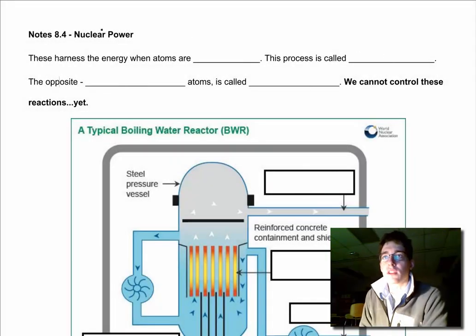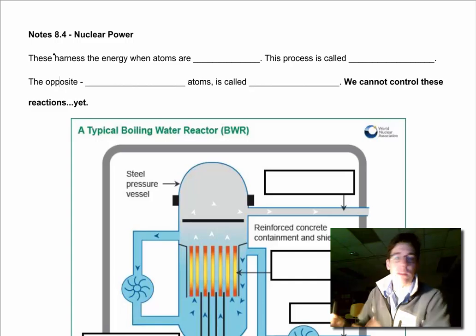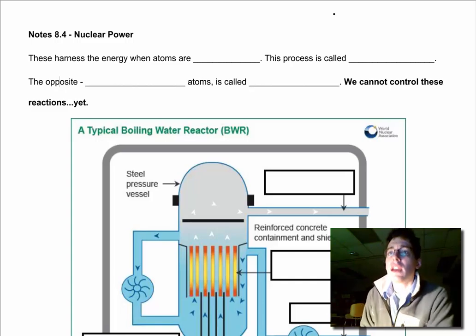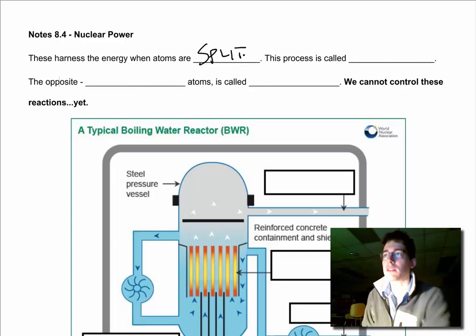This is section 8.4 of the energy chapter, and we're going to finish up with nuclear power. These reactors are called nuclear reactors because there's a nuclear reaction that happens in order to generate some heat. They harness energy when atoms are split. So we can take atoms and break them down into smaller pieces, and that process is called fission.